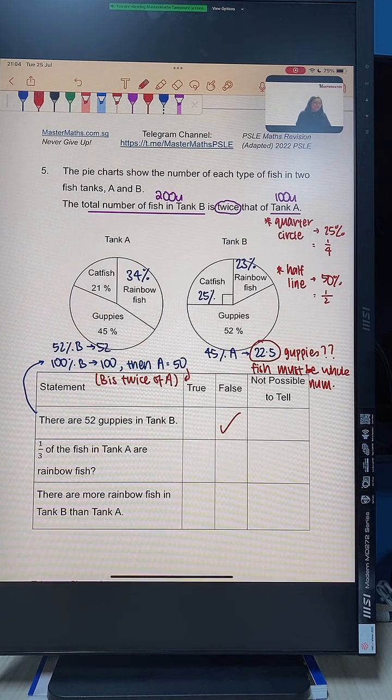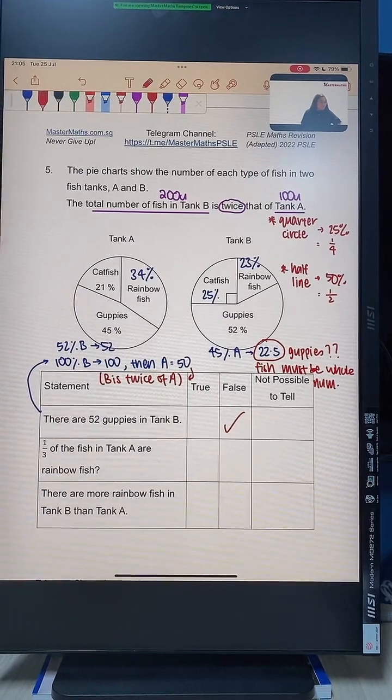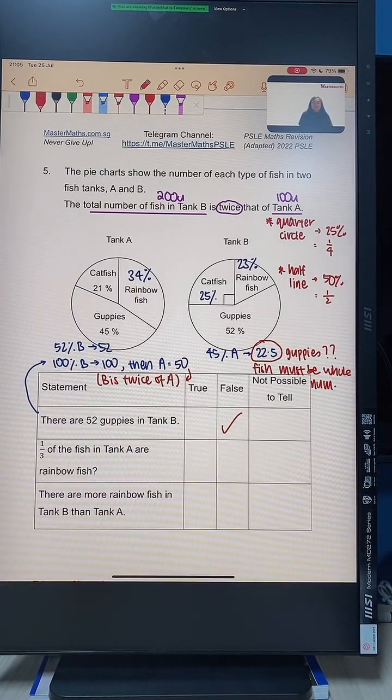Alright. Now, the second portion is a little bit easier. 1/3 of the fish in tank A are rainbow fish. Is it correct? Now, we've already found rainbow fish in tank A to be 34%. If you convert, 34% is not equal to 1/3. 1/3 is 33.3333333, not 34%. Therefore, I cannot have this as true.